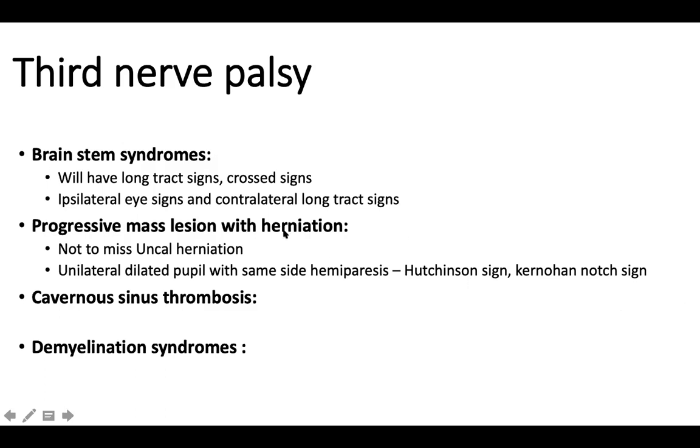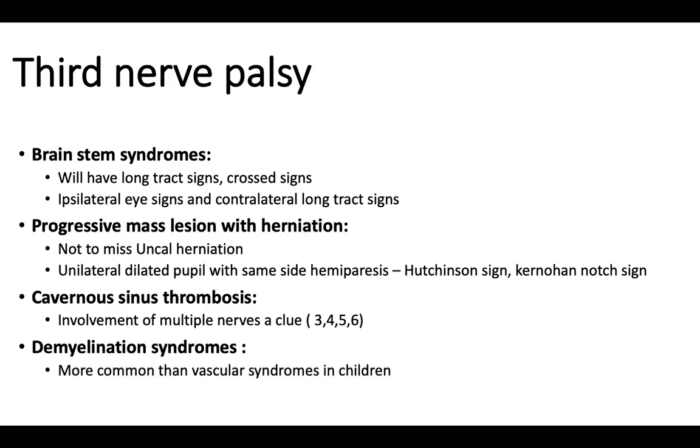So again, I repeat, if you see one side third nerve palsy and opposite side hemiparesis, it is a brainstem syndrome. But if you see a one side third nerve palsy with the same side hemiparesis, it means that the lesion is there on the opposite side. It may be a brain tumor which is pressing the other side of the brainstem and the other side of the uncus down. So it is a sign of herniation. A cavernous sinus thrombosis, as I just told you, is involvement of multiple nerves like third, fourth, fifth, and sixth. And demyelination syndrome can involve the brainstem and can cause patchy, isolated cranial neuropathies or cranial nerve syndromes.